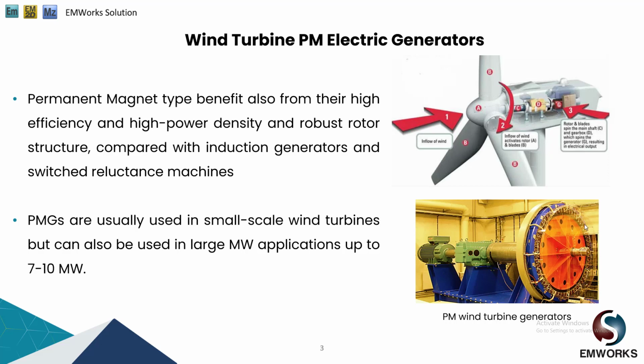As we can see in the picture on the right hand side of the slide, there is an inflow of wind which makes the shaft or the rotor of the wind turbine rotate, and then the rotor and blades spin the main shaft as shown in the figure, which is termed C, and the gearbox D helps to step up or step down the speed of the generator, and then the generator results in an electrical output. Also, we can see the actual permanent magnet wind turbine generator used by the industries.